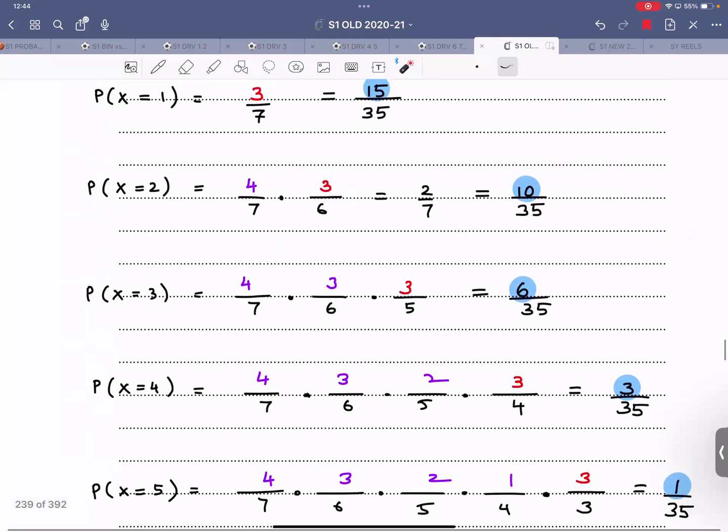So it's not binomial. It's not geometric. This is without replacement. You have to write it out in terms of probability.